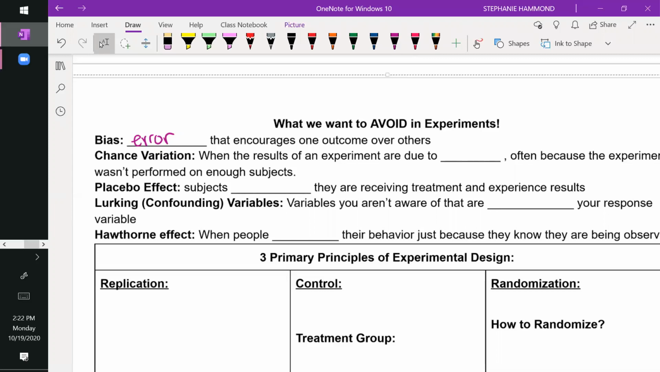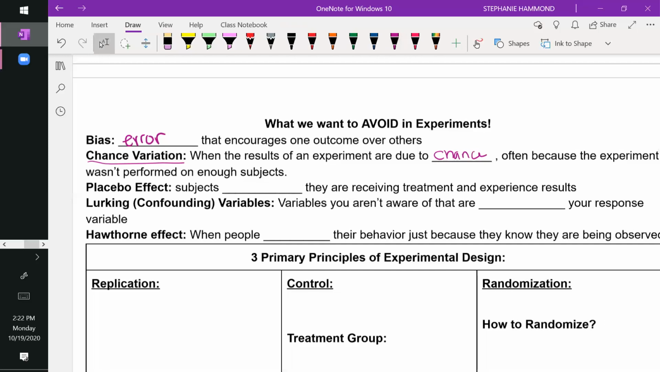Bias can also happen just by an experimenter knowing what's happening, or by a person in an experiment knowing what's happening to them. Another thing that we'd want to avoid in experiments is chance variation. Chance variation is when the results of an experiment are due to chance. Often this happens because the experiment wasn't performed on enough subjects.